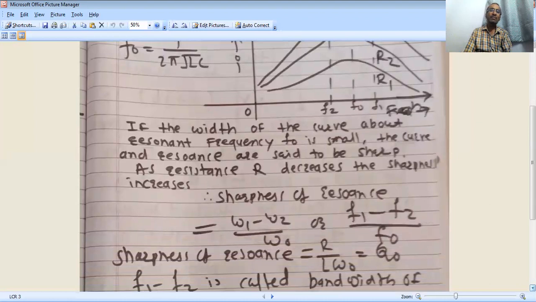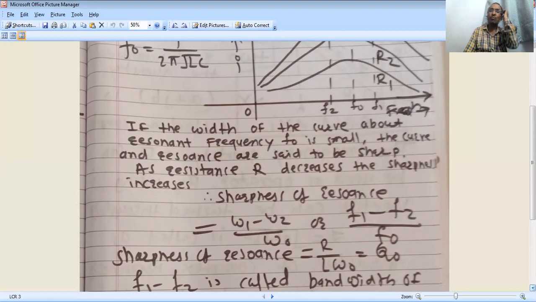What is the sharpness? The width of the curve about the resonant frequency f0 is small, then the resonance is said to be sharp, or it is called the sharpness of resonance. Then how are we going to calculate the sharpness of resonance? F1 minus F2 divided by F0, or omega 1 minus omega 2 divided by omega 0. What value does this fraction come to?